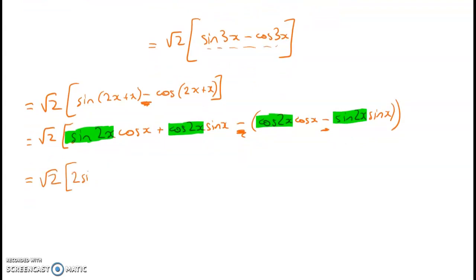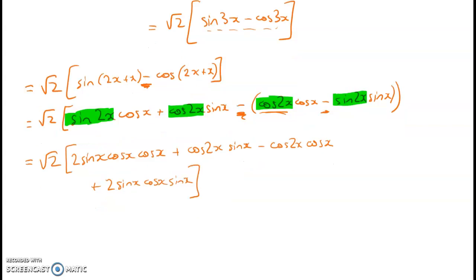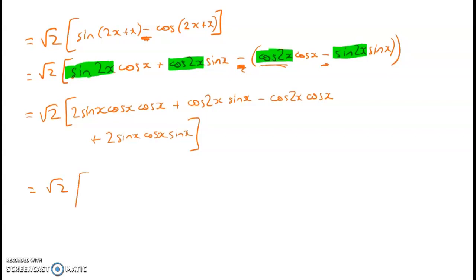Here we go. So we've got 2 sine x cos x cos x plus, let's just leave that sitting there for now, and we'll leave this sitting here for now, so minus cos of 2x cos x, and then plus 2 sine x cos x sine x. I can't clean up too much, but I can write this as 2 sine x cos squared x plus 2 cos x, sorry, this one here, yep, cos x sine squared x.